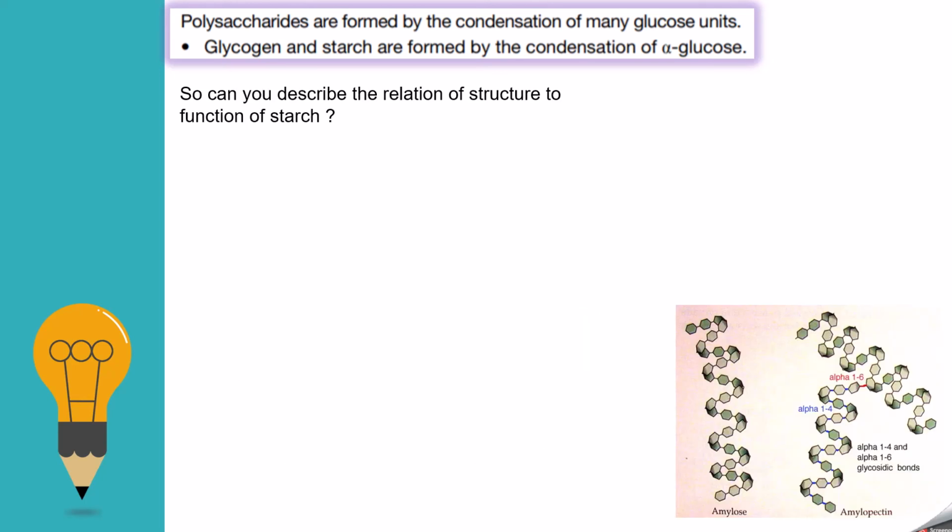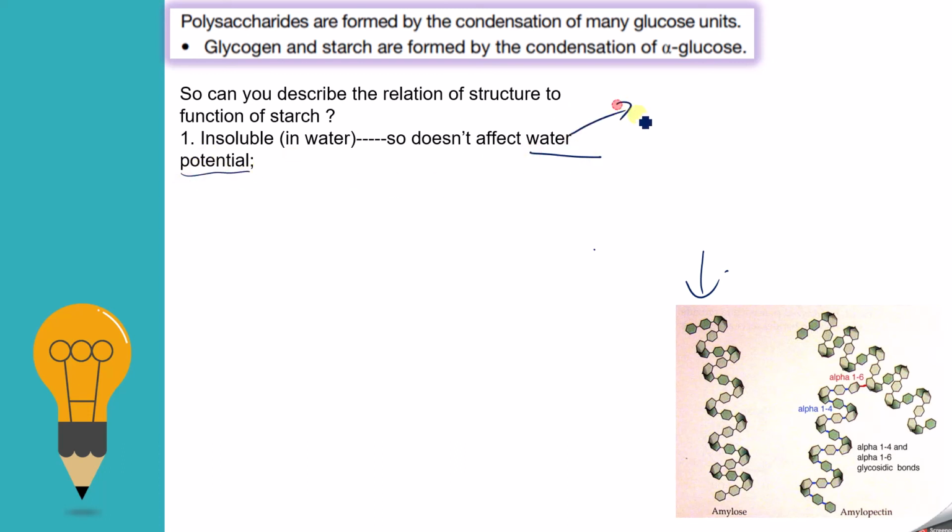So carrying on with starch, we've just had a look at amylose, and this is what amylose looks like. Now, the structure of starch in relation to its function. So number one, it's insoluble, so it can't mix with water, so it doesn't affect water potential. So water potential is basically the concentration of water, if I had to put it in very simple terms, so how much water there is.